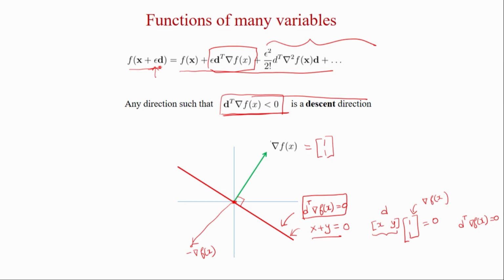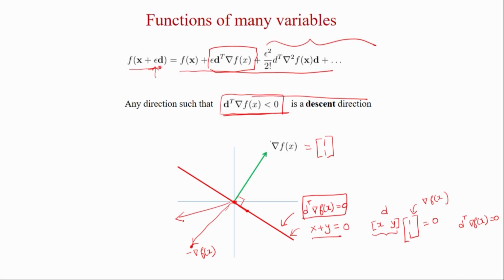So if I move in this direction, from here to here, d transpose del f of x is 0, which means I won't find any change in the function value at all in these directions. Now I know that if I move in this direction, the function is going to change because this is a negative derivative direction. So now I'm asking, what are the other directions in which I can move such that the function will reduce?